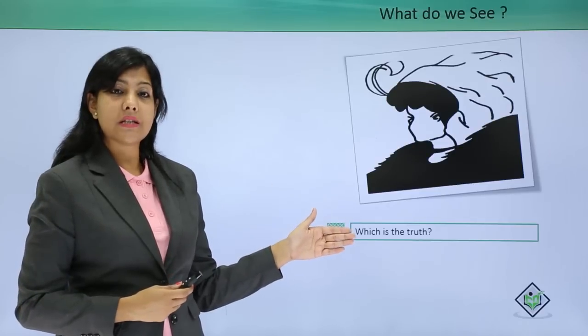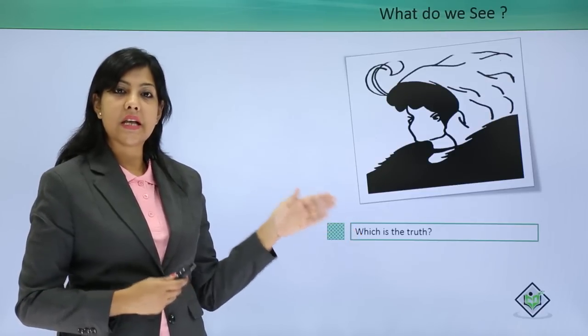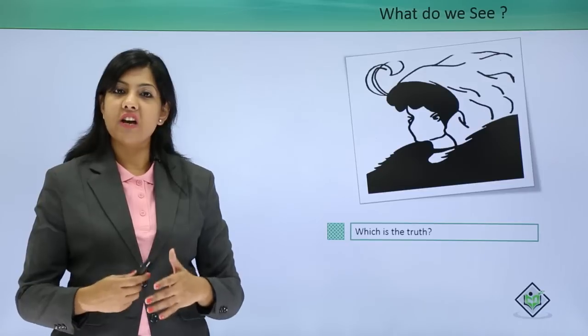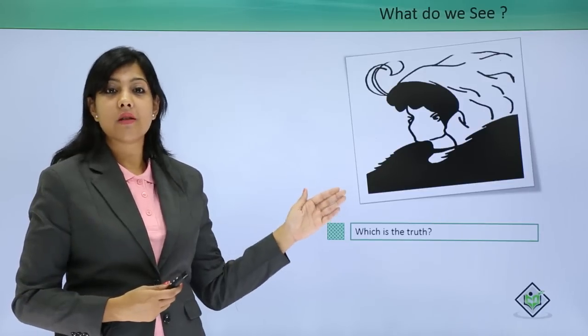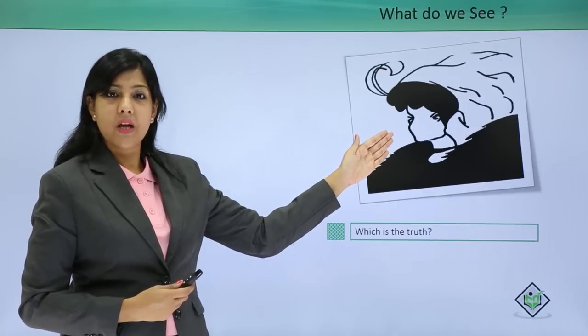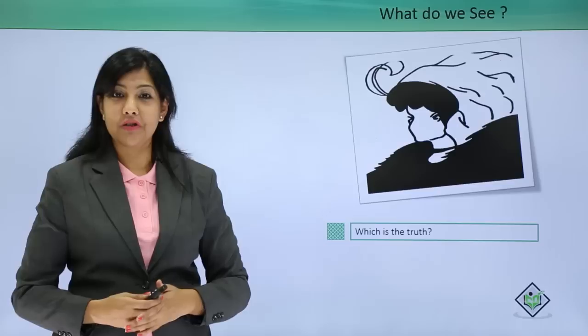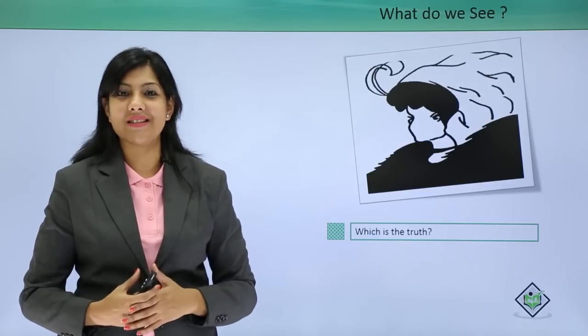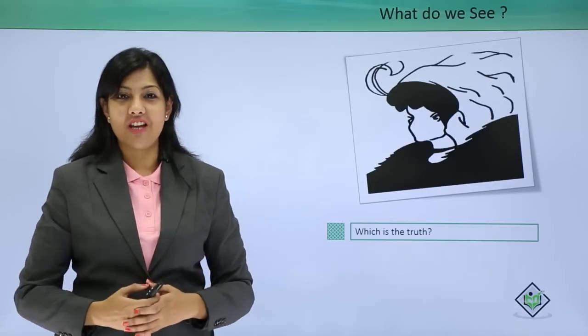So in this particular slide, what I'm really trying to make you understand is perceptions are formed very, very early. You see things the way they are. You might see an old lady here, or you might see a young lady. Which is the truth? There is no truth. There is no right or no wrong answer. It's all about your way of thinking.